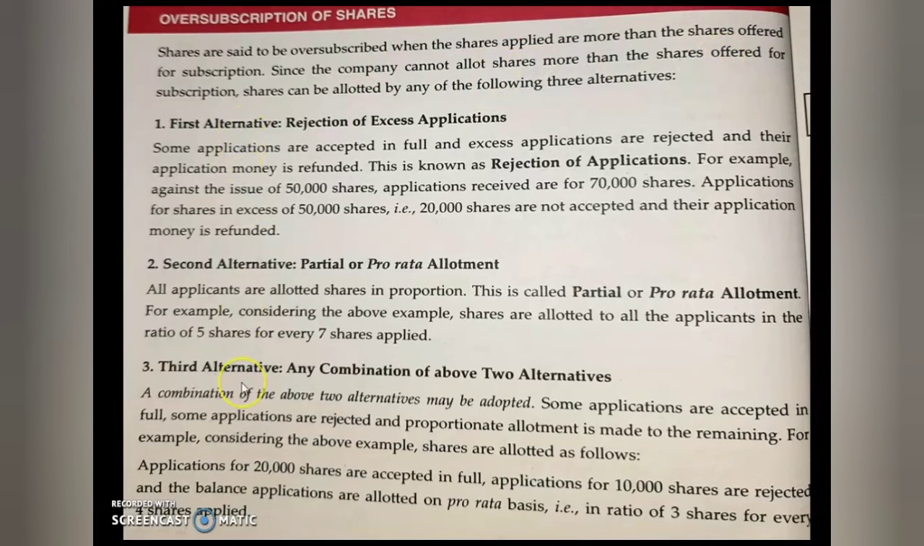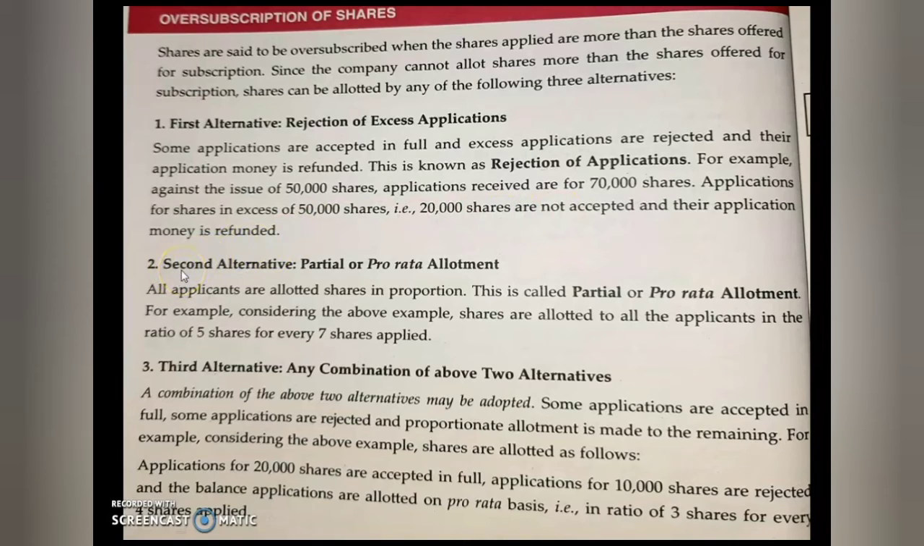So they have three choices available. The company may go with the first alternative, that is rejection of excess application. Whatever is received in excess, that money will be refunded back to the shareholders, and those applications will be rejected. That is known as rejection of application. Suppose in this example the company is issuing 50,000 shares and they have received applications for 70,000 shares. We only require 50,000. Excess is 20,000, so some of the shareholders' applications will be rejected. That is, 20,000 shares will be rejected and their money will be refunded back to them.